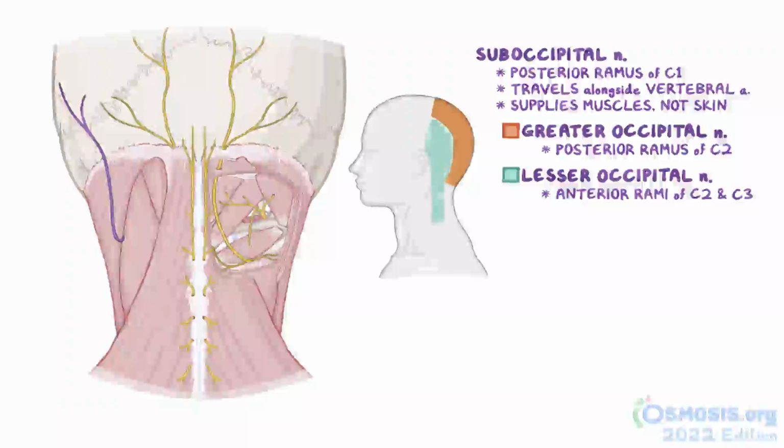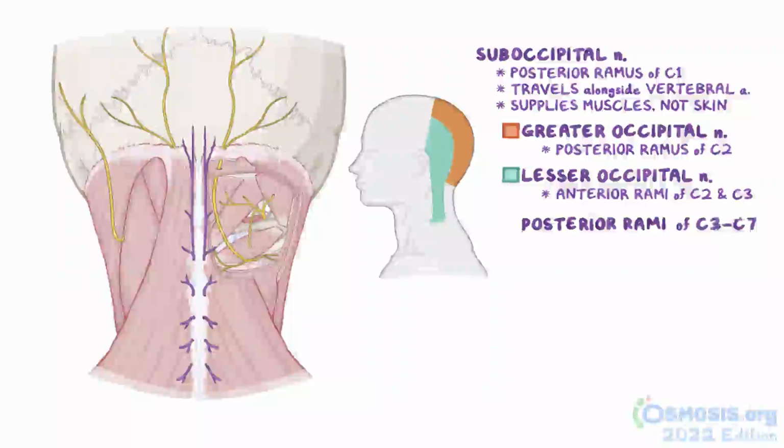Then there's the lesser occipital nerve, which arises from the anterior rami of the spinal nerves C2 and C3. This nerve supplies the skin of the superior posterolateral neck and the scalp posterior to the external ear. Lastly, the posterior rami of spinal nerves C3 to C7 supply the intrinsic muscles of the back in the cervical region and the skin that covers them next to the vertebral column.